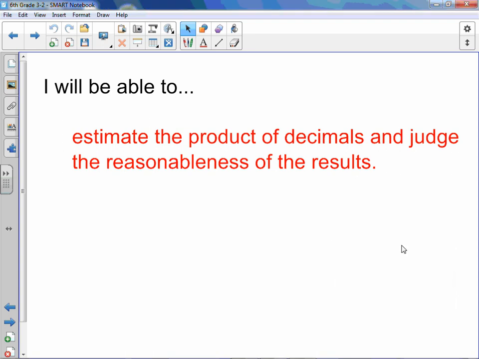Chapter 3, Lesson 2, Estimate Products. You will be able to estimate the product of decimals and judge the reasonableness of the results.